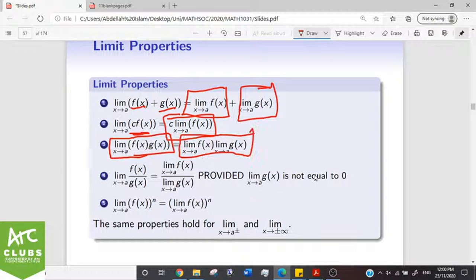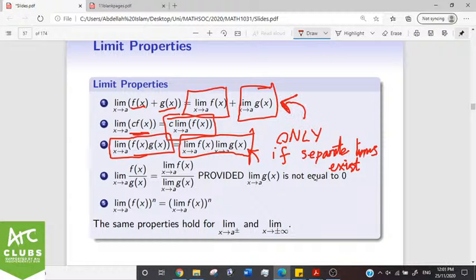But there is a but here. Only if the separate limits exist. So if these separate limits are actual values, they're not infinity, they're not minus infinity, they're not undefined, then you can do this. And the same goes for up here, actually. You do need these separate limits to exist.